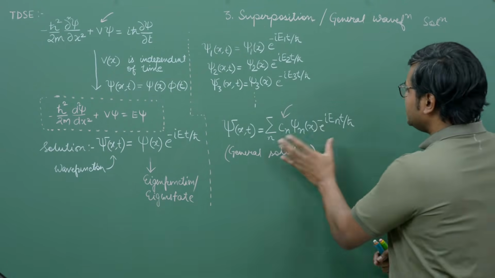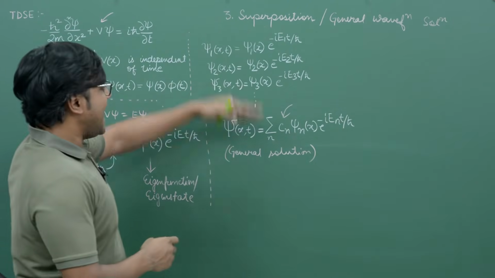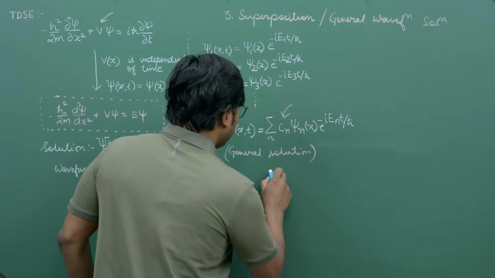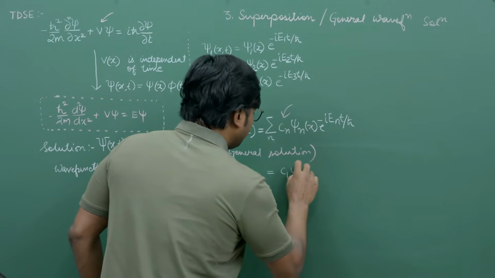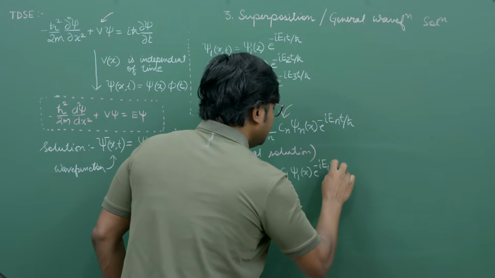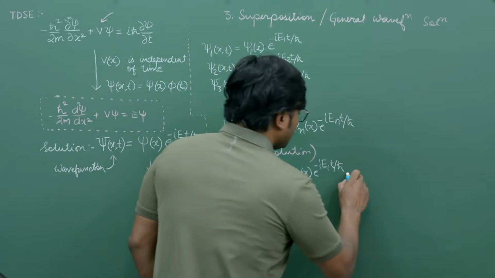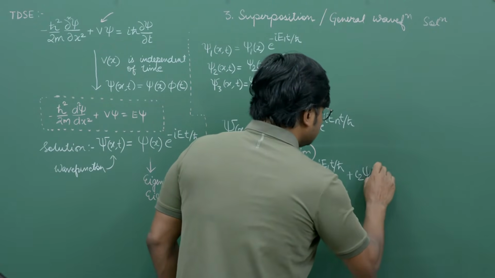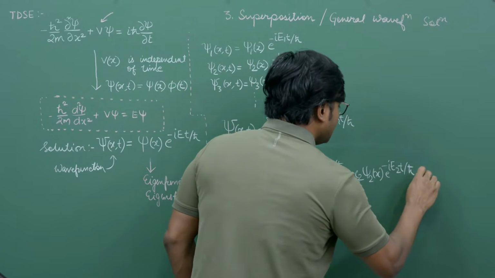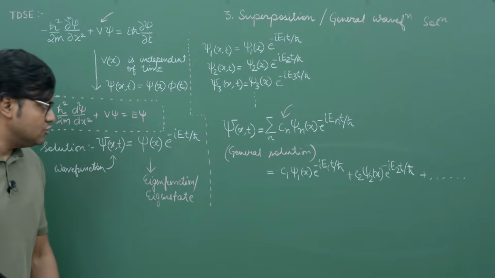All right. So this is essentially the sum of all of these kinds of functions. If I write it in this particular manner: C1 psi 1 of x e to the power minus iota E1 t upon h cross, the wave function corresponding to the state 1, plus C2 psi 2 of x e to the power minus iota E2 t upon h cross, and on and on. In many cases we have infinite distinct solutions.